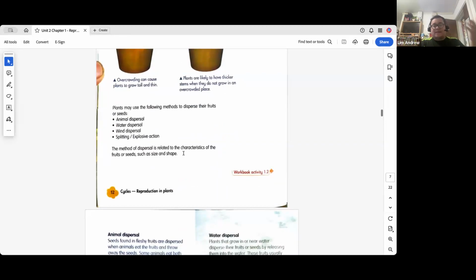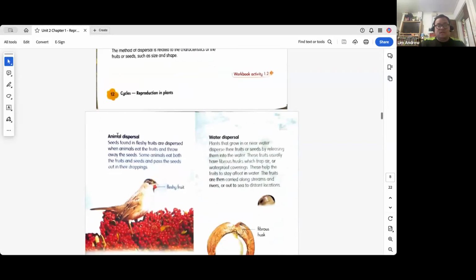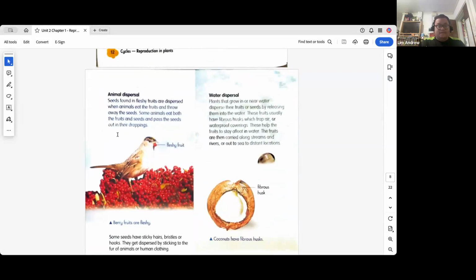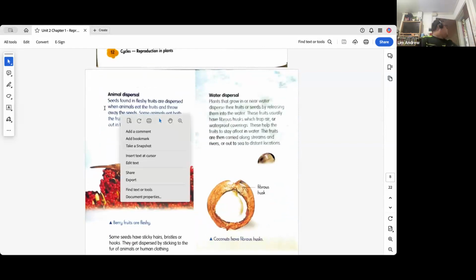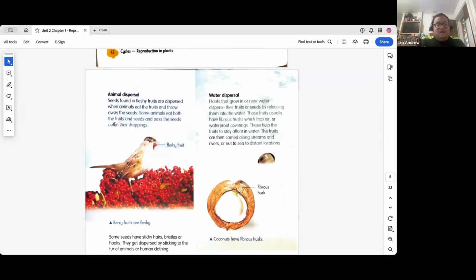So there are different methods used by plants to disperse their seeds as far as possible. Number one is animal. Number two is water. Number three is wind. Number four is explosion. Let's look at them one by one. Animal dispersal. So how do animals help to disperse the seeds?